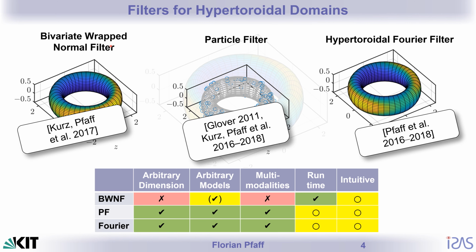Then there's the Fourier filter, which, as you can see, represents this density pretty well. And it works for arbitrary dimensions in the hypertoroidal case. It can support arbitrary models. The multimodalities, as you can see, are encoded well. The runtime depends very much on the actual dimension. For high dimensions, it gets pretty costly, and it's not perfectly intuitive. So what we're now considering here is to find something that is actually more intuitive.